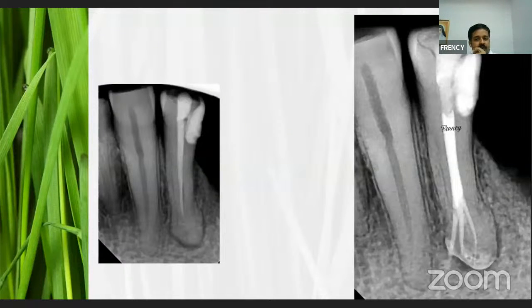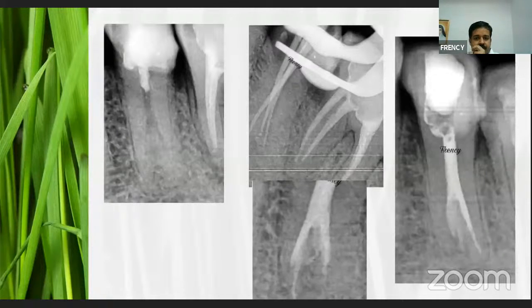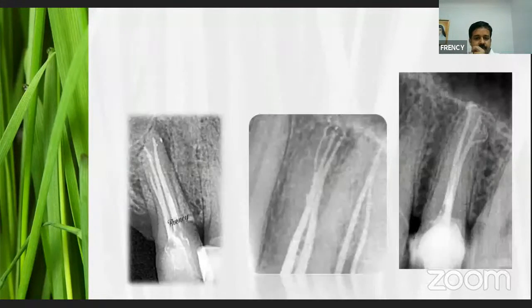Then I used a technique called ultrasonic compaction to remove the coronal part of the GP. If you have a warm vertical compaction unit or continuous wave of compaction unit, you can use that technique. Then I placed the other cone in the next canal and operated. Here also you can see the deep split of the lower premolars with some isthmus. Then maxillary premolars, you can see deep split with isthmuses.